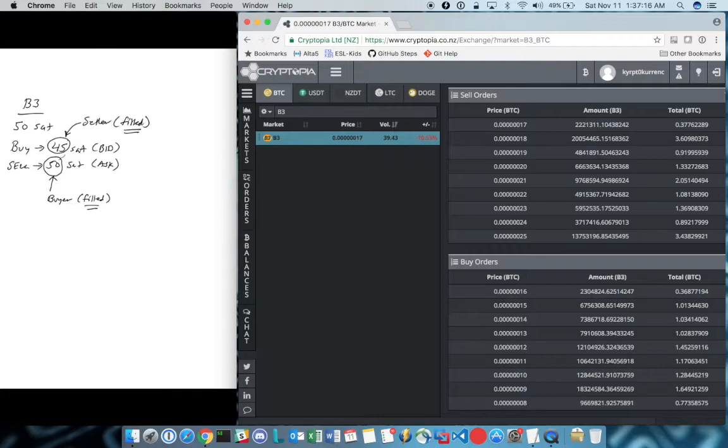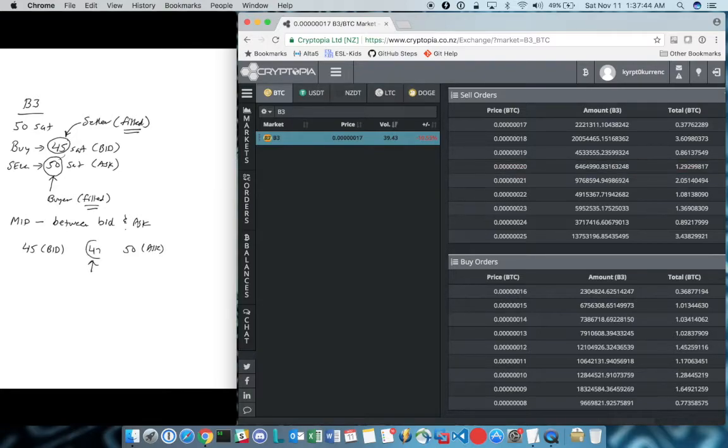That's called the mid price. Okay? So the mid is between the bid and the ask. So in our case, the bid is 45. The ask is 50.